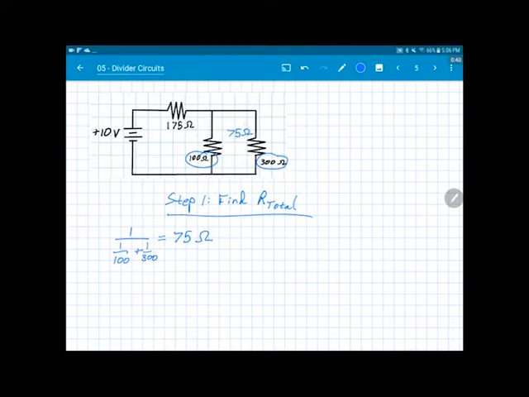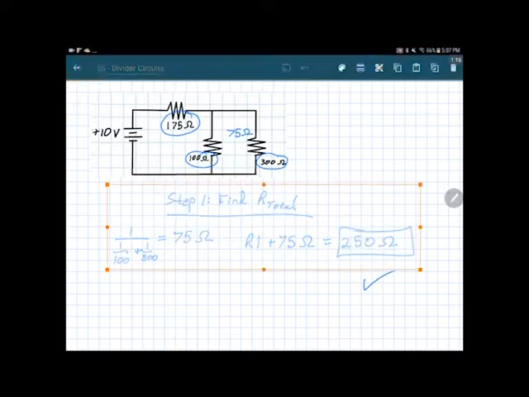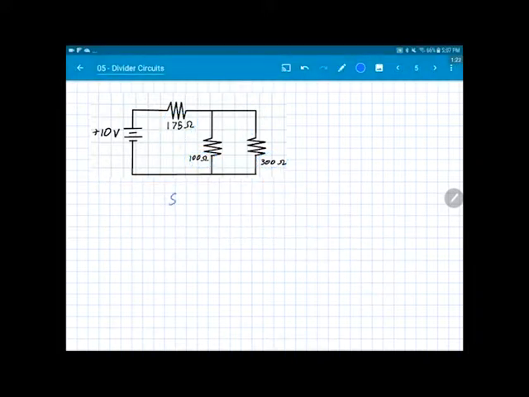Now those two resistors are in series with the 175 ohm resistor. So I'm going to add them together now, and I'm going to get 250 ohms of total resistance. Once I've found that, I can move on to step 2. And step 2 is to find the total current. All right, so I'll just write the total resistance up here so we have it.